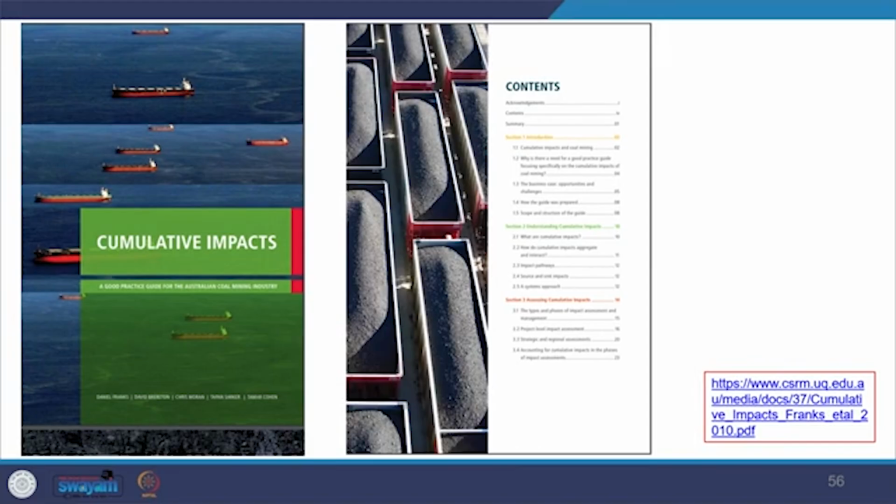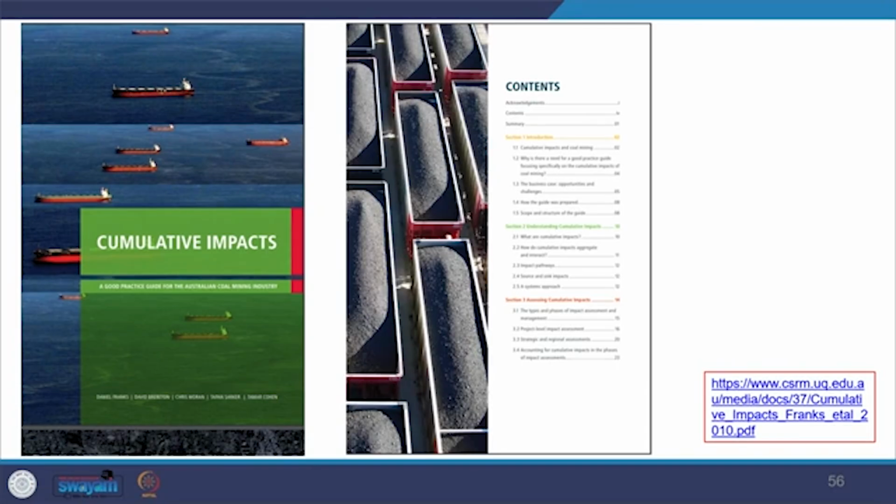And then there's another guidance which is available on cumulative impacts. You can see here how they are giving it; this one is related to the Australian context, and it's related to the coal mining industry.